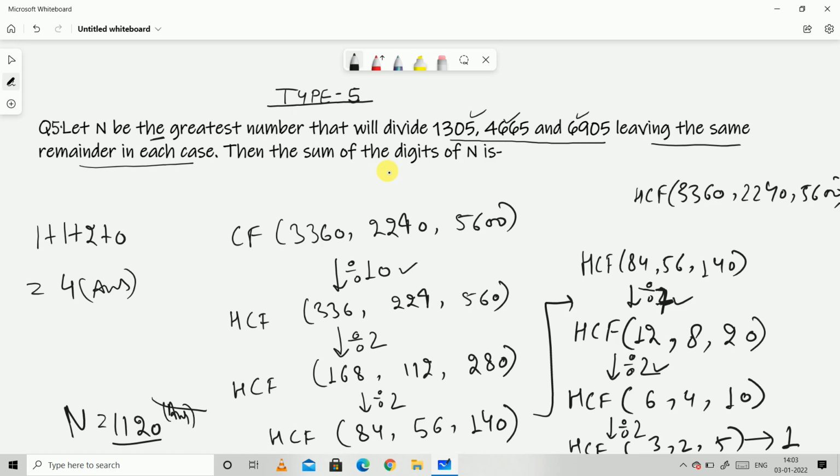So in such questions you first need to find out the differences of all the pairs possible, and then you need to find out the HCF of all those differences. That will be your answer. So this was type 5.